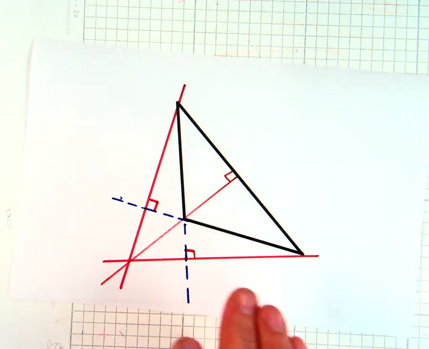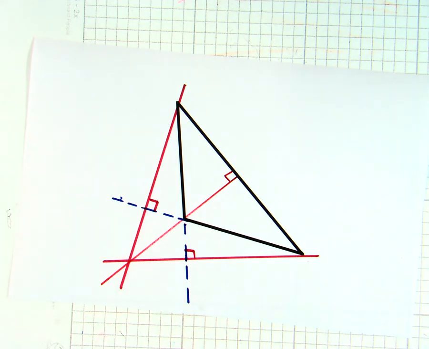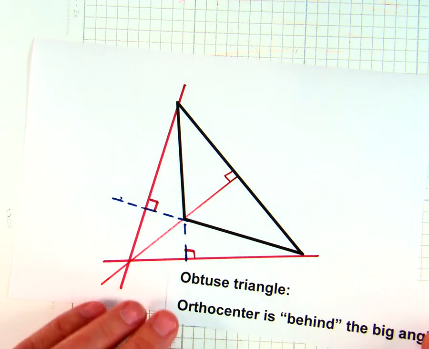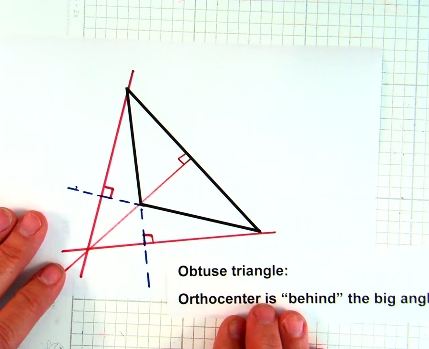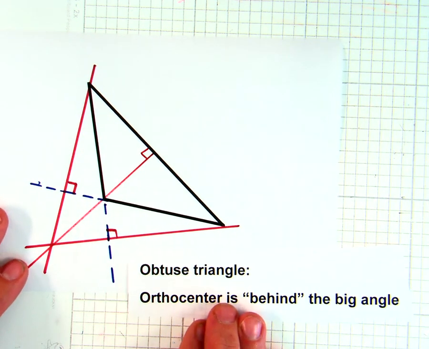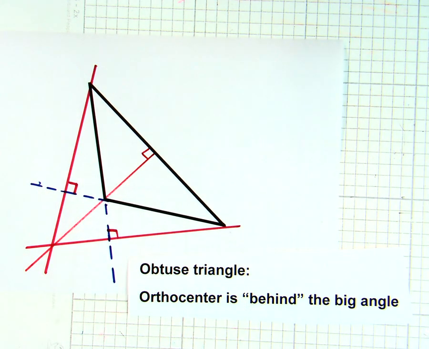When you get it done, it'll look something like this. The orthocenter will be outside of the obtuse triangle, and it will be, shall I say, behind the big angle. So it's outside and behind.